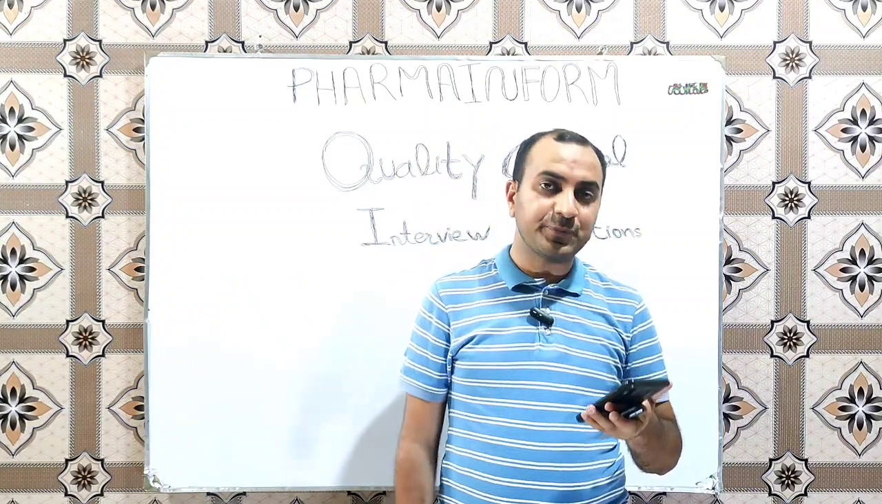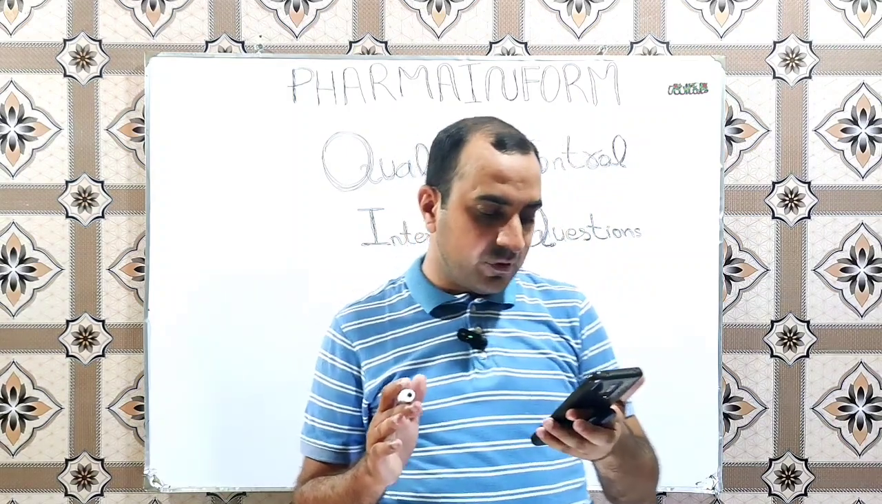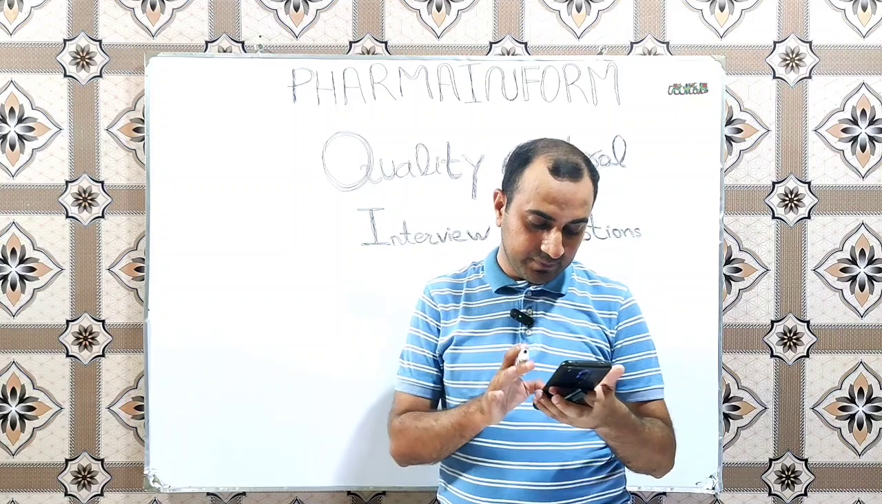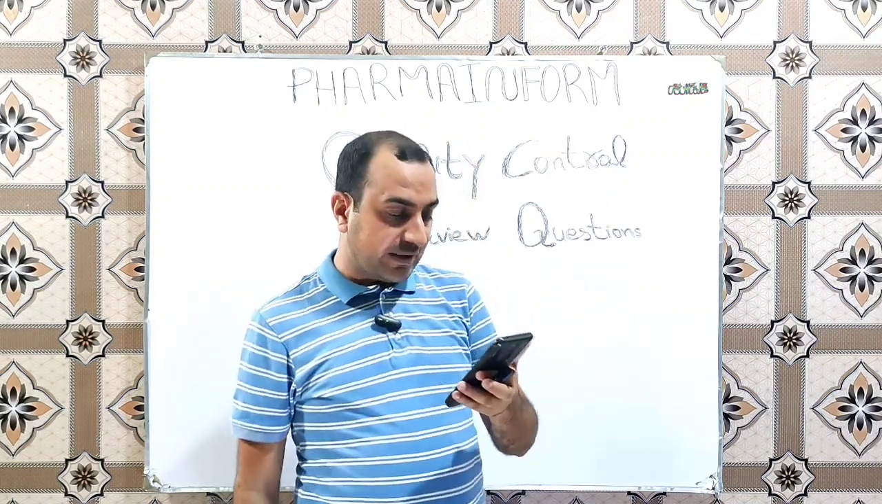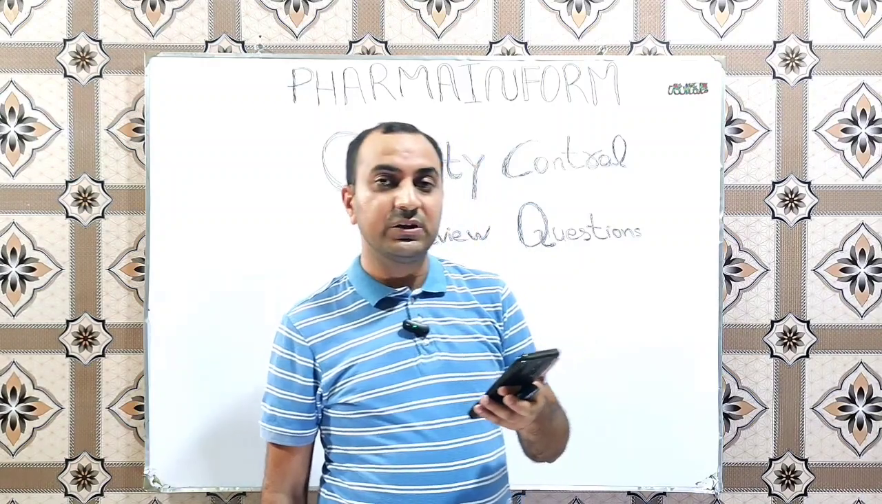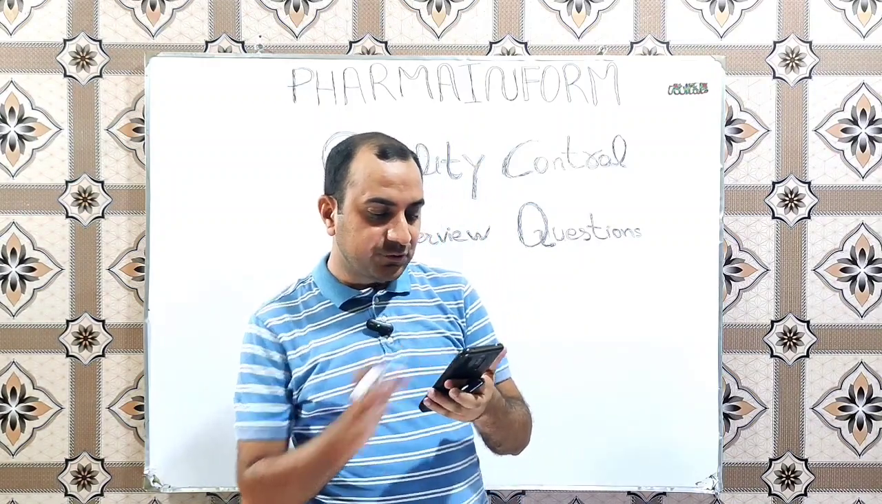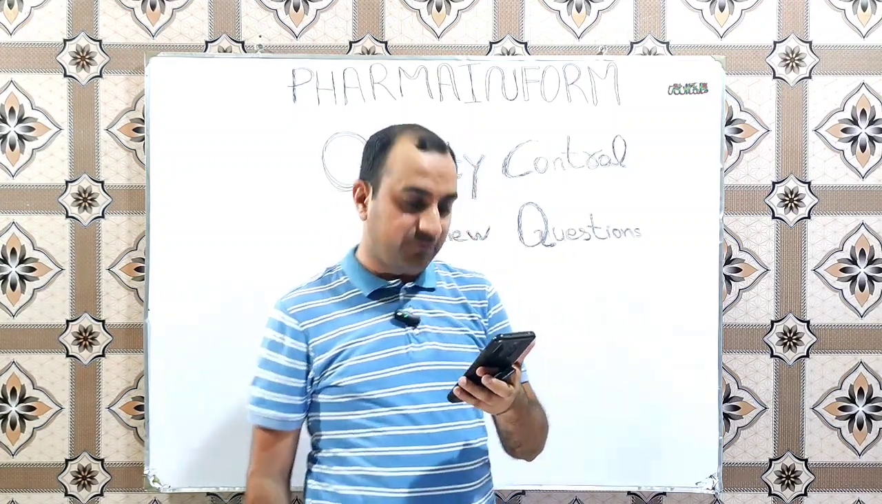What is column of HPLC? Column of HPLC is a structure made of stainless steel in which stationary phase is packed. Next question is commonly used stationary phase of HPLC. Silica gel is commonly used stationary phase of HPLC. Why it is used? Because it is inert and does not react with any mobile phase.